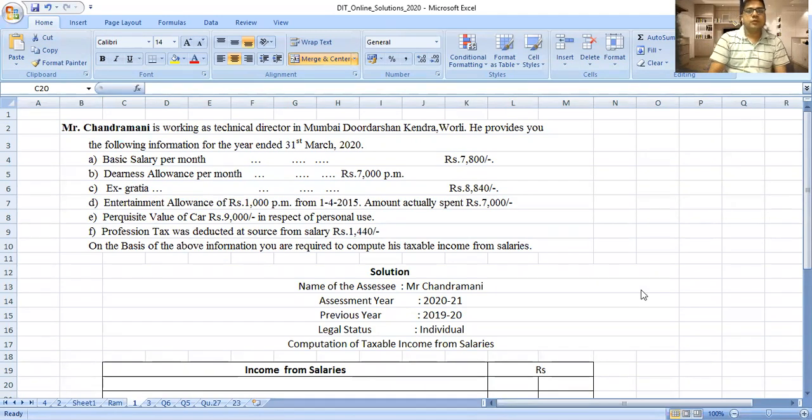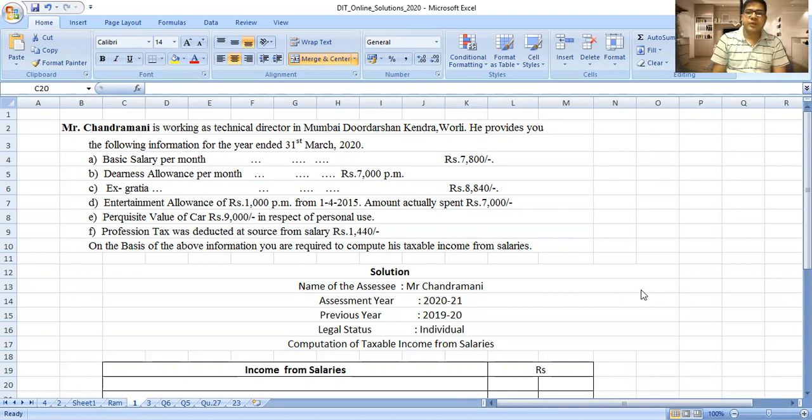Okay. Now this is the particular question that we are going to learn. Mr. Chandramani is working as a technical director in Mumbai Doordarshan Kendra, Worli. He provides the following information for the year ended 31st March 2020. Basic salary per month 7,800. Dearness allowance rupees 7,000 per month. Ex gratia rupees 8,840. Entertainment allowance of rupees 1,000 per month from 1/4/2015.